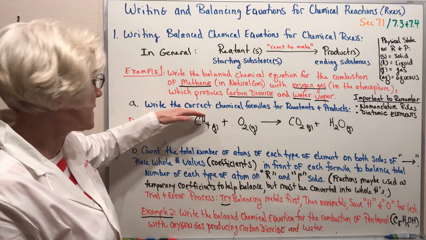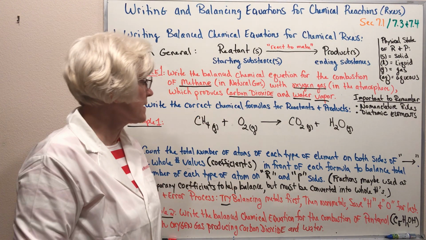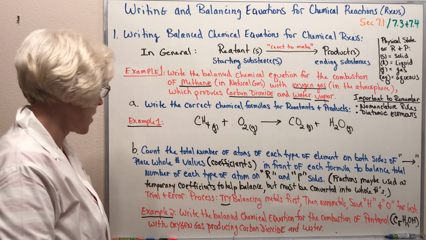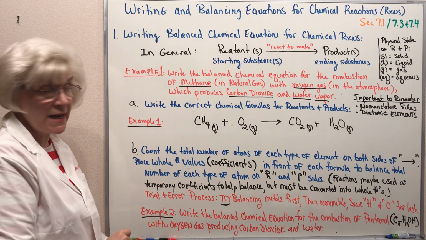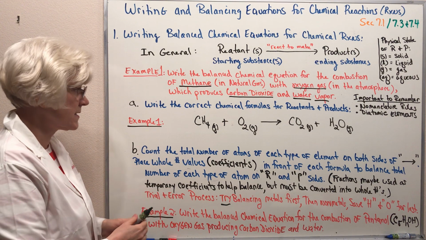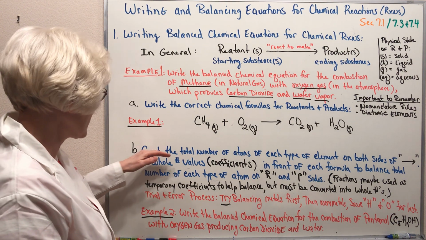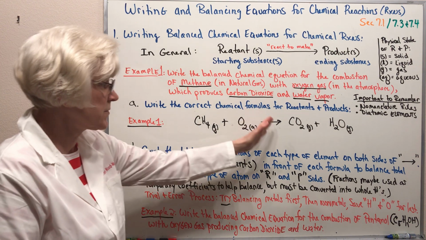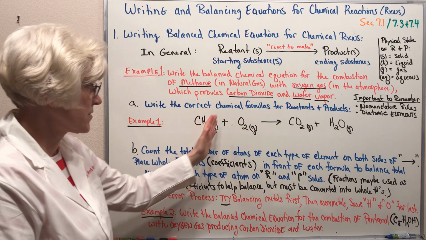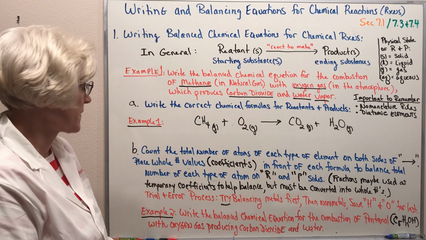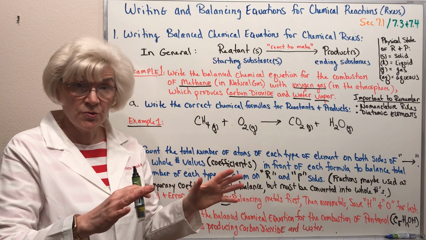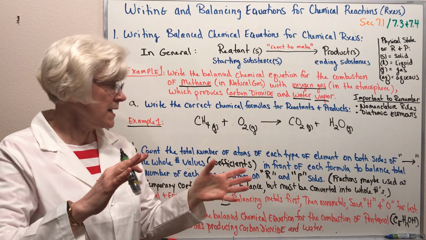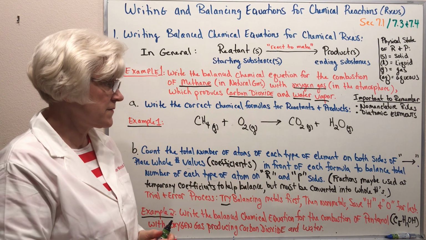So we have completed step 1. We have written the correct chemical formulas for the reactants and the products. Now in our second step, what do we need to do? We need to count the total number of atoms of each type of element on both sides of the reaction arrow, in other words, the reactant and the product side. Our goal is to balance, or make that total count equal on both sides of the arrow.